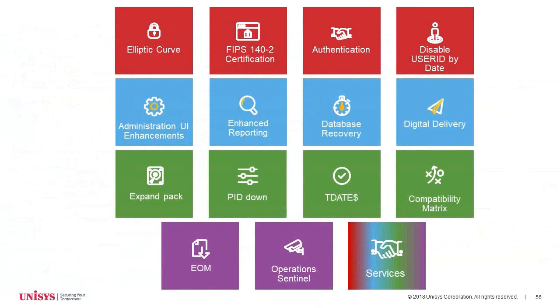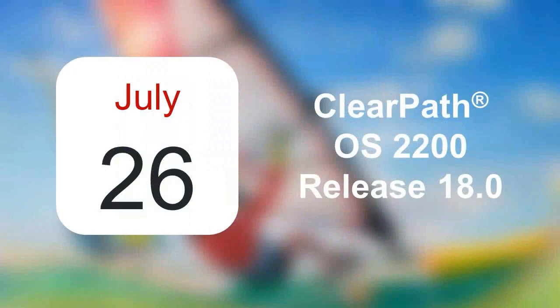And that is ClearPath OS 2200 Release 18. Security enhancements in the form of elliptic curve algorithms and disable user ID by date. Simplification improvements through exciting Apex features and a new digital delivery mechanism for distributing our software. Optimization through innovative expand pack and PID down features. Tighter integration through new capabilities in EOM and Operation Sentinel. And ClearPath Forward services designed to maximize your investments in ClearPath Forward-based applications, infrastructure, tools, and skills. All this and more will be available to clients July 26th, and we couldn't be more excited to see how Release 18 drives your business forward.